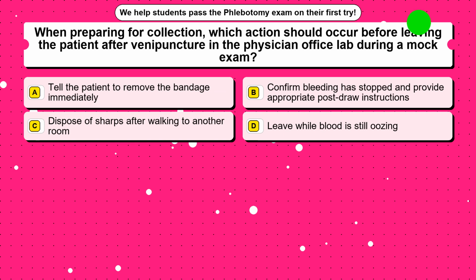Question 89. When preparing for collection, which action should occur before leaving the patient after venipuncture in the physician office lab during a mock exam? Option A: tell the patient to remove the bandage immediately. Option B: confirm bleeding has stopped and provide appropriate post-draw instructions. Option C: dispose of sharps after walking to another room. Option D: leave while blood is still oozing.